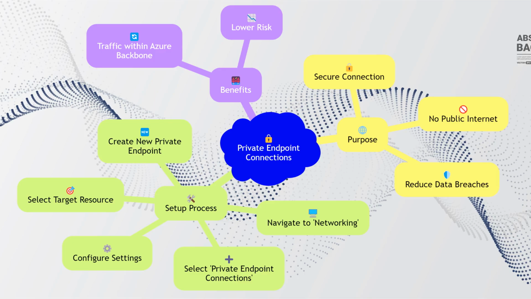Private endpoint connections allow your app service to connect to Azure services over a private link, providing a secure and private connection. This eliminates exposure to the public internet and reduces the risk of data breaches. To set up a private endpoint, navigate to the Networking section of your app service and select Private Endpoint Connections. Create a new private endpoint, select the target resource, and configure the necessary settings. This setup ensures that traffic between your app service and the target resource remains within the Azure Backbone network.